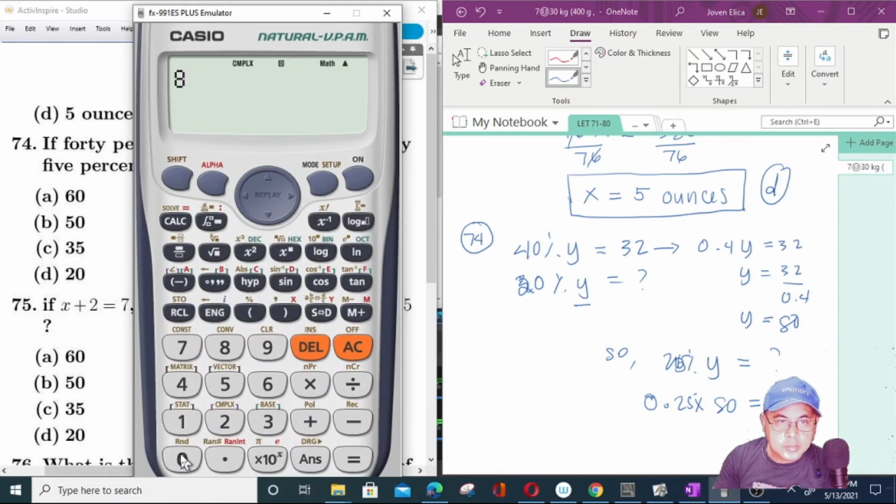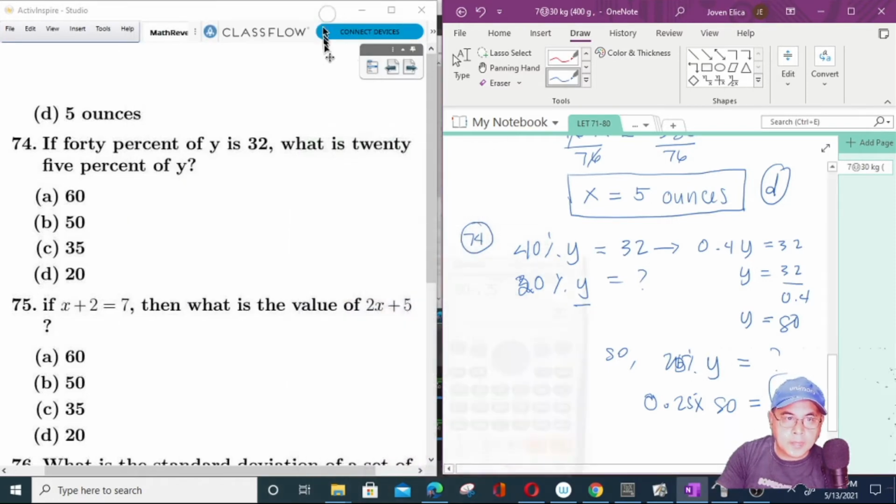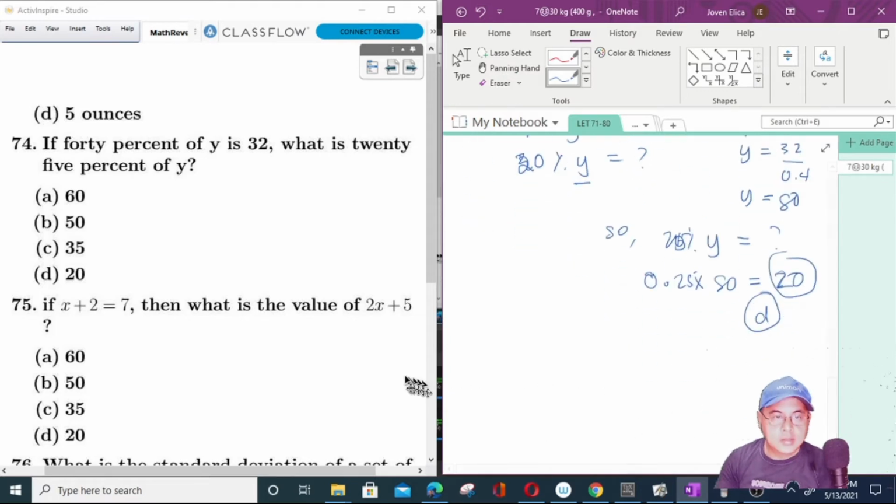So 80 multiplied by 0.25 is equal to 20. Letter D. So simple analysis only. Okay, number 75.